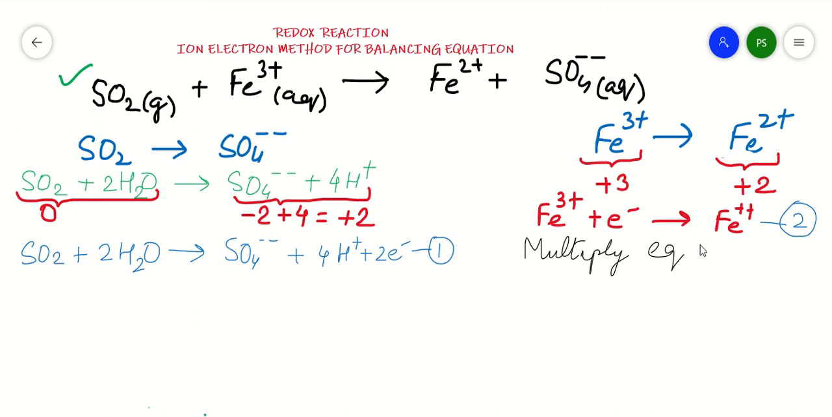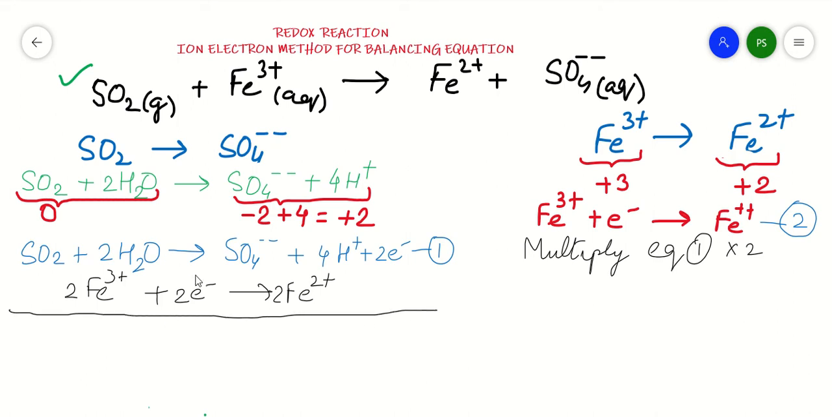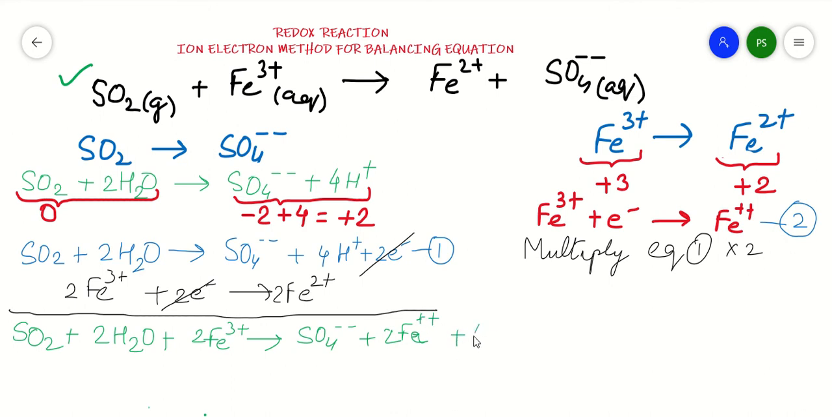by 2. So what will happen? I will get 2Fe 3 positive charge plus 2 electrons giving 2Fe positive 2 charge. On adding, the electrons will be cancelled out in this way, and I would get SO2 plus 2H2O plus 2Fe positive 3 giving me sulfate ion plus 2Fe positive 2 plus 4H ions.